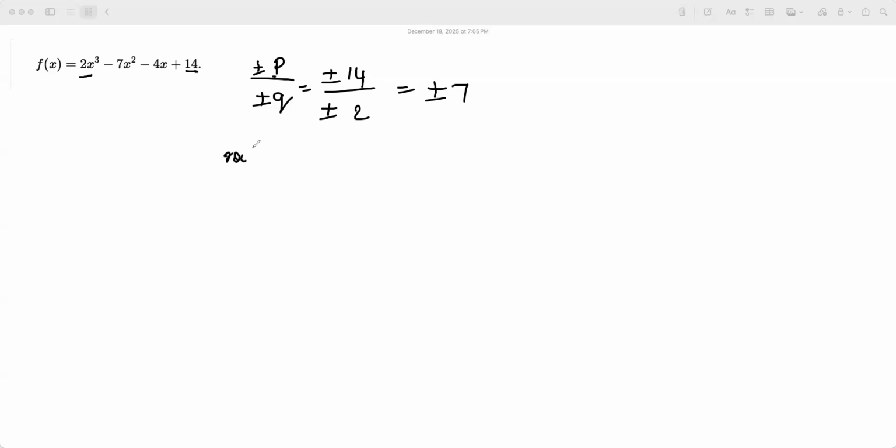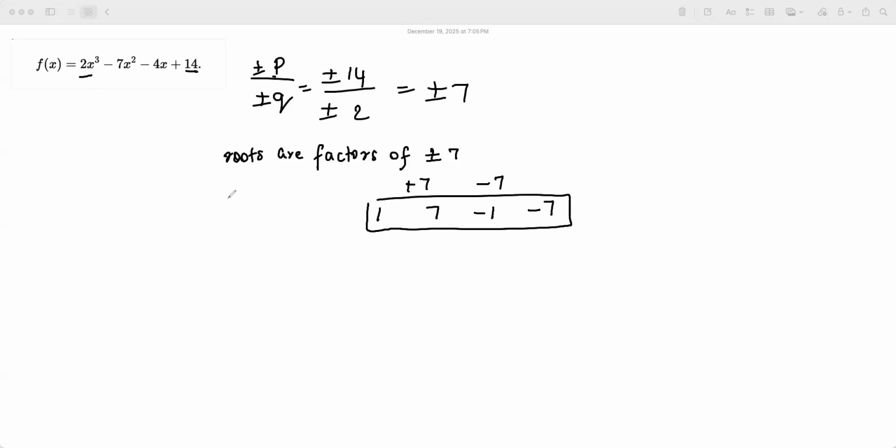So the roots are factors of plus or minus 7. Plus 7 factors you need to write, minus 7 factors you need to write: 1, 7, minus 1, minus 7. Possible factors are this. Now you need to substitute one by one. If they are equal to 0, then the remainder is equal to 0, then you can go with it for synthetic division. All right.